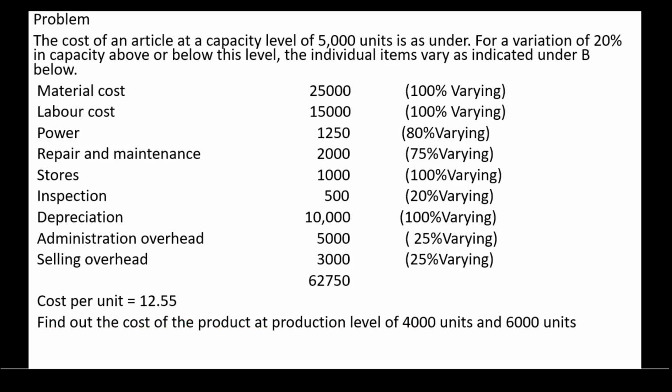In this problem, the information is given for 5,000 units. On the basis of these 5,000 units, we also find out the cost of production at production levels of 4,000 units and 6,000 units. So this is the problem. Next, let's see how to solve this problem.